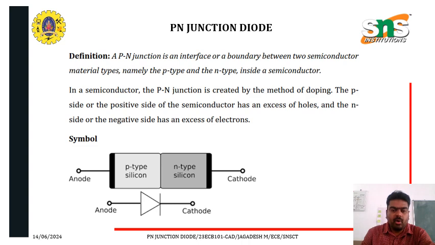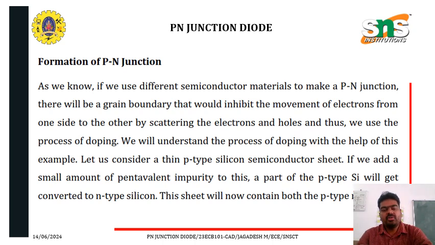So this is the symbol of the PN junction diode, where this is the anode and this is the cathode, P-type silicon, this is N-type silicon, and the corresponding symbol is given over here. And formation of the PN junction.